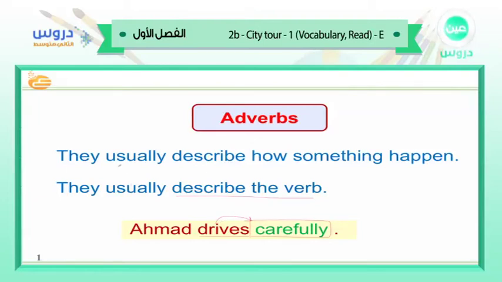Okay? Again, adverbs. They usually describe how something happened. They usually describe the verb. So, Ahmed drives carefully. Drives is the verb. Carefully is the adverb. Okay? It describes the verb, how Ahmed is driving. He's driving carefully. Okay? Describe how something happened.